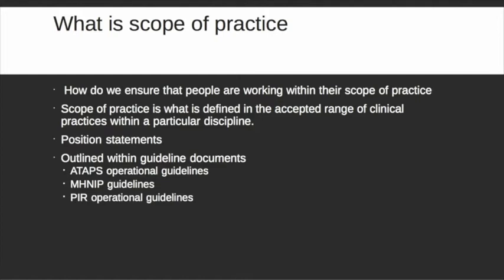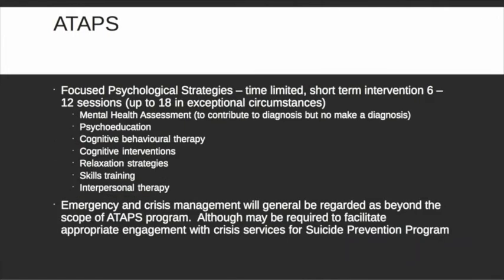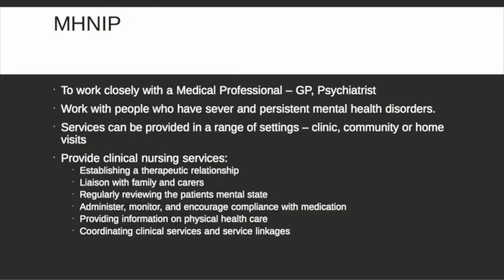So I'm going to go through those in a bit more detail. ATAPs, it's very clear what the scope of practice is, and this is listed within the guidelines. MNIP program, work closely with medical professionals, work with people who have severe and persistent mental health disorders. Services can be provided in a range of settings, in a clinic, community or home visits. It's a very flexible model of care. The nursing services that are explained in the guidelines outline establishing a therapeutic relationship, liaison with family and carers, regularly reviewing the patient's mental state, administering, monitoring and encouraging compliance with medication, providing information on physical health care and coordinating clinical services and service linkage.